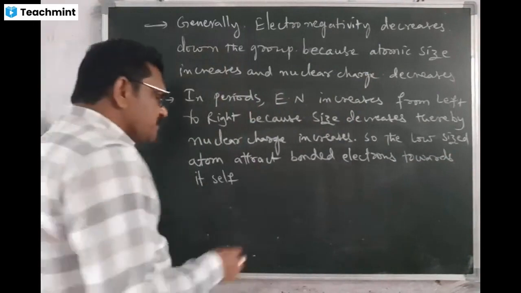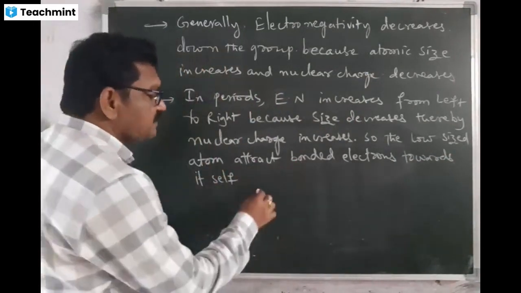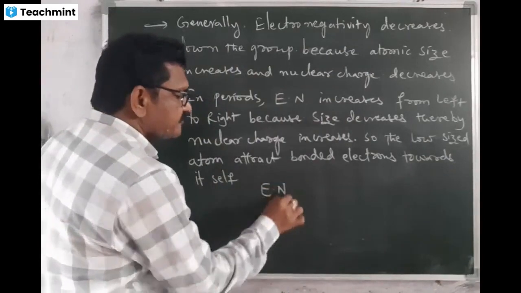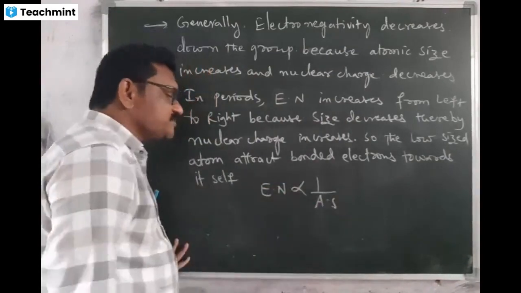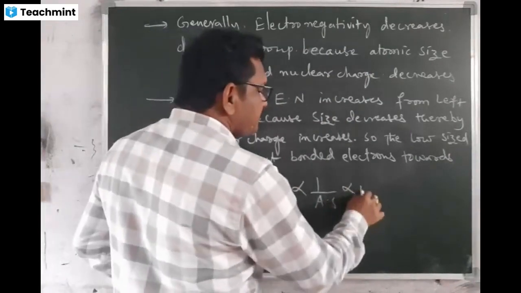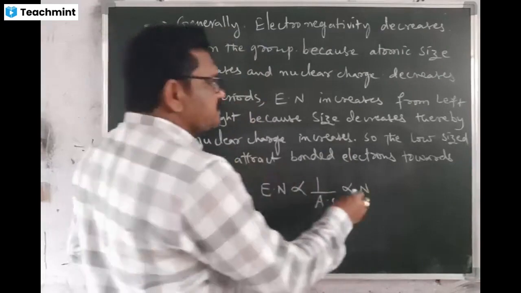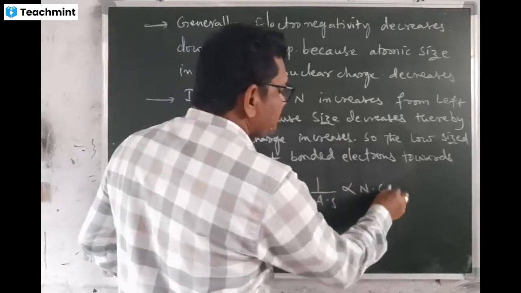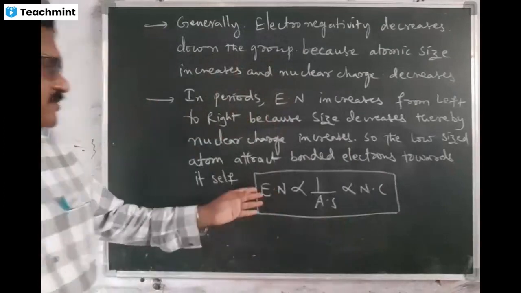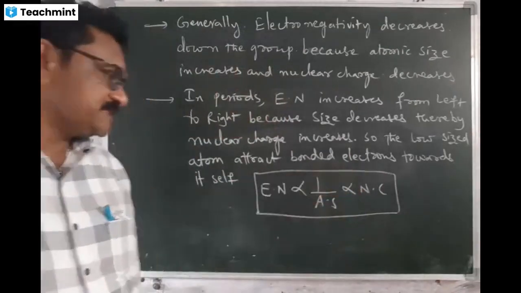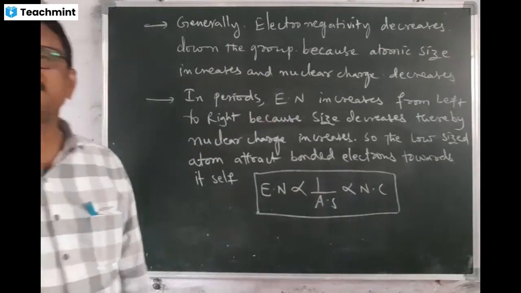I give you one relation for ease of your understanding. What is that? Electronegativity and atomic size are inversely proportional to each other, and nuclear charge is the nuclear attraction. This relation you have to remember. Electronegativity is directly proportional to nuclear charge and inversely proportional to the atomic size. Is it clear?